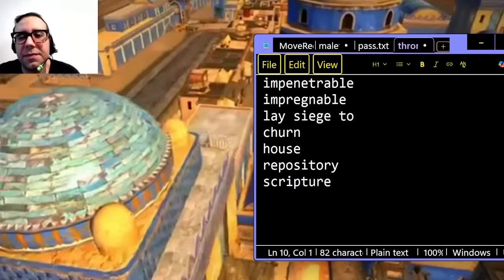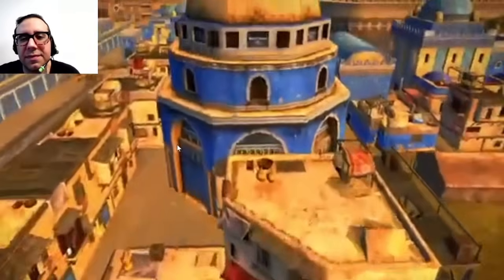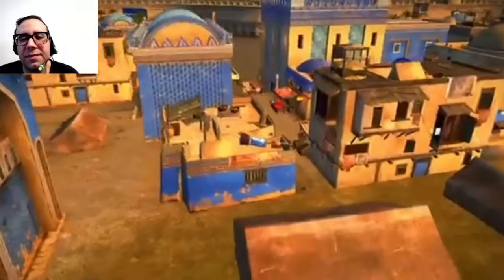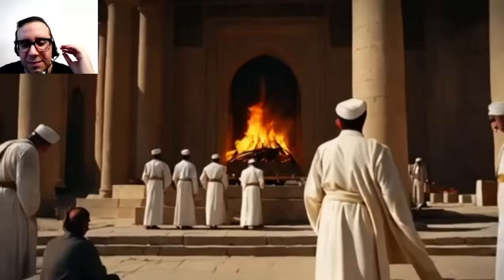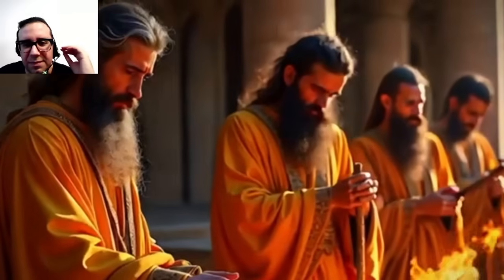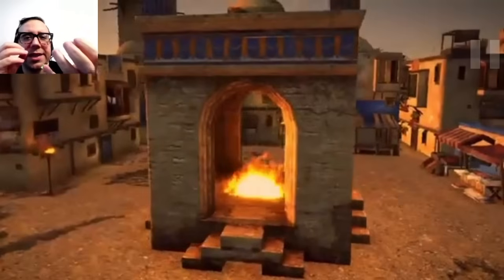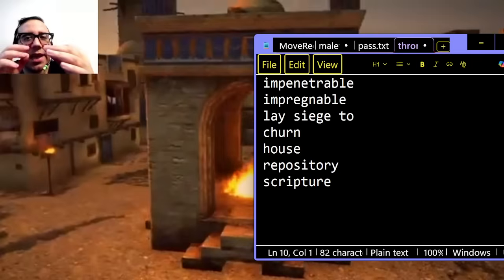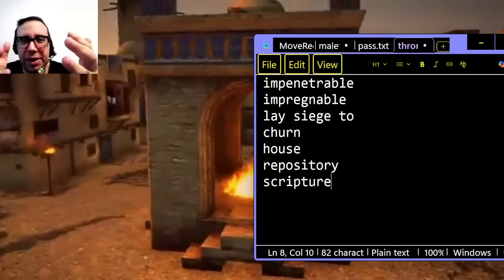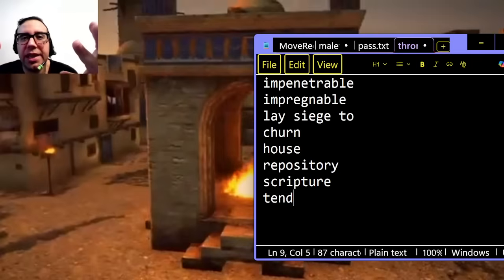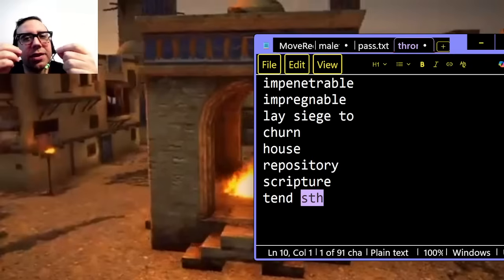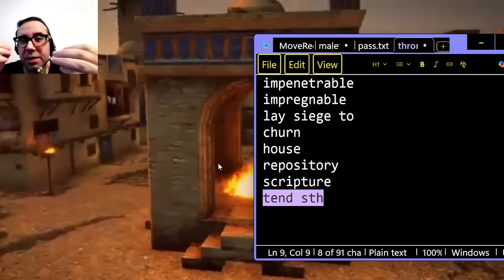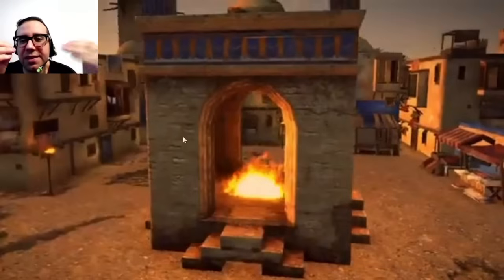Ctesiphon's military importance was equaled by its cultural significance. The city housed the world's largest repository of Zoroastrian scripture. There, Persian priests tended sacred fires that had burned without interruption for centuries. Let's talk about the word tend. So they tended these temples, these fire temples. It basically means to pay attention to maintain something. It's a wonderful word to use as a verb, tend. They tended these fire temples. The Zoroastrians at the time.